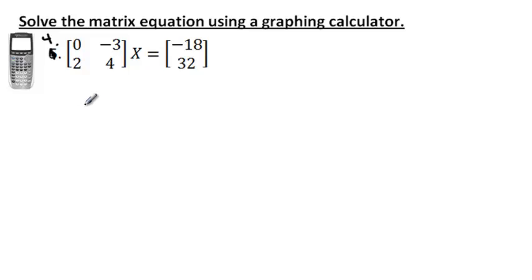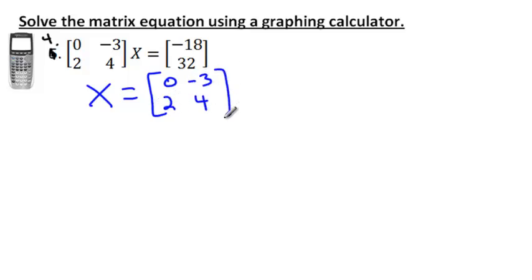Number 4 here is exactly like number 3 in your notes, and I did this just so that you could see how we do this now with a calculator and how much easier it is. So what we really want is to take the inverse of this first matrix like we did before and multiply it in the front of both sides. So x will equal 0, -3, 2, 4.